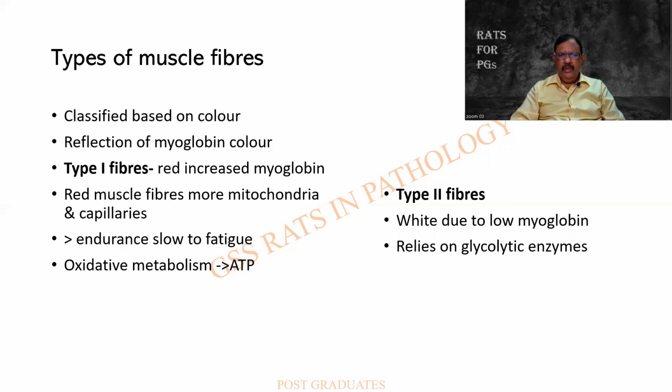Increased myoglobin, you find that it is red in color, and there is greater amount of oxidative metabolism leading to ATP production. Whereas the type 2 fibers are white in color due to low myoglobin. Here it is increased, here it is low. And it relies on glycolytic enzymes, enzymes which start somewhat using the energy of the muscle.